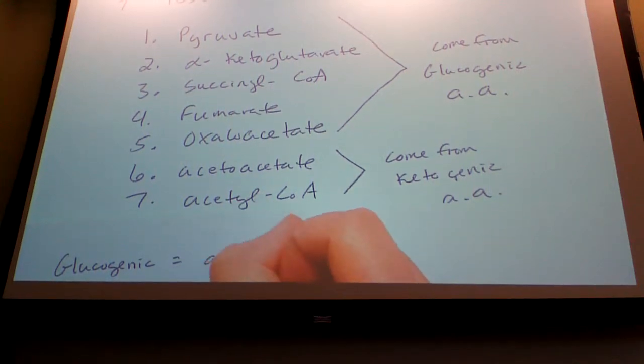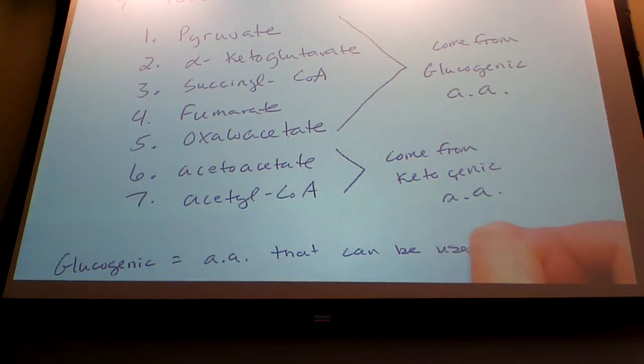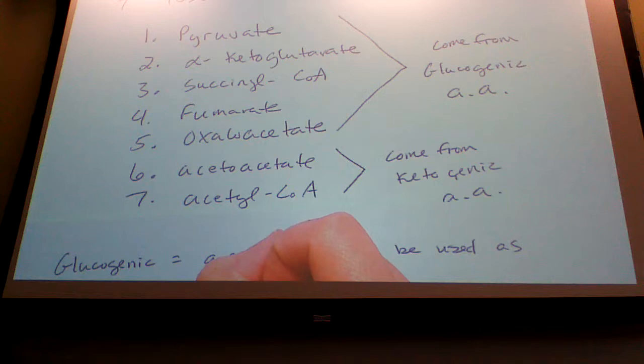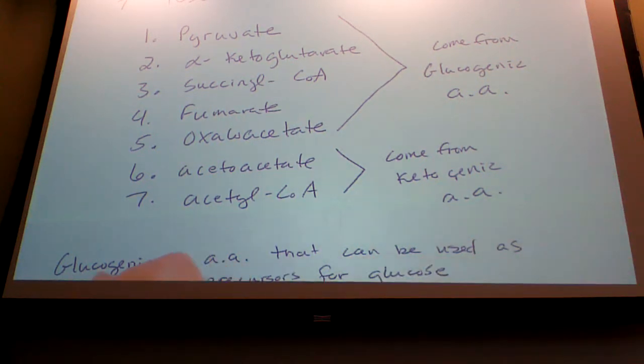Glucogenic, these are amino acids that can be used as precursors for glucose. Ketogenic, these are amino acids that can be used as precursors for ketone bodies or fatty acid synthesis.